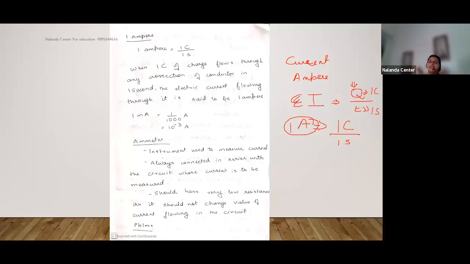There are smaller units of current, which are milliampere, microampere, all those things. Milli always deals with 1 by thousand. Micro always deals with 1 by 10 raised to 6. And there are higher currents as well. We are not going to study all those things.